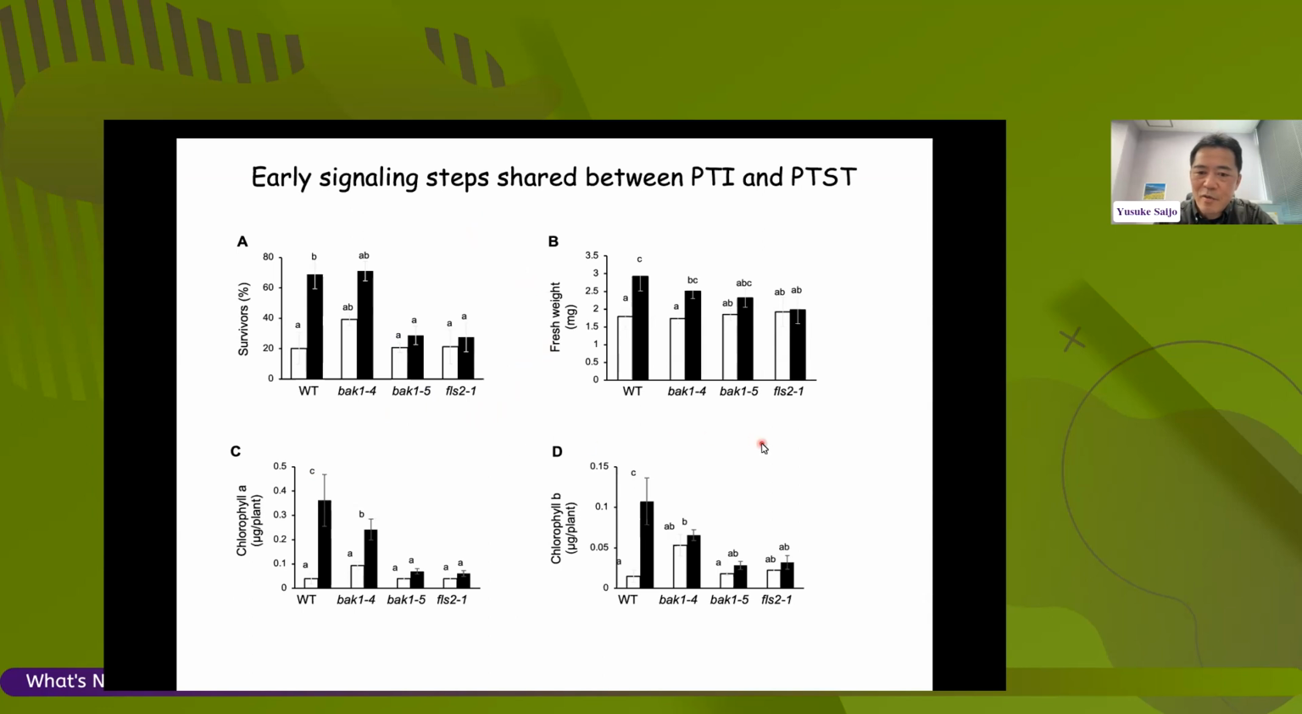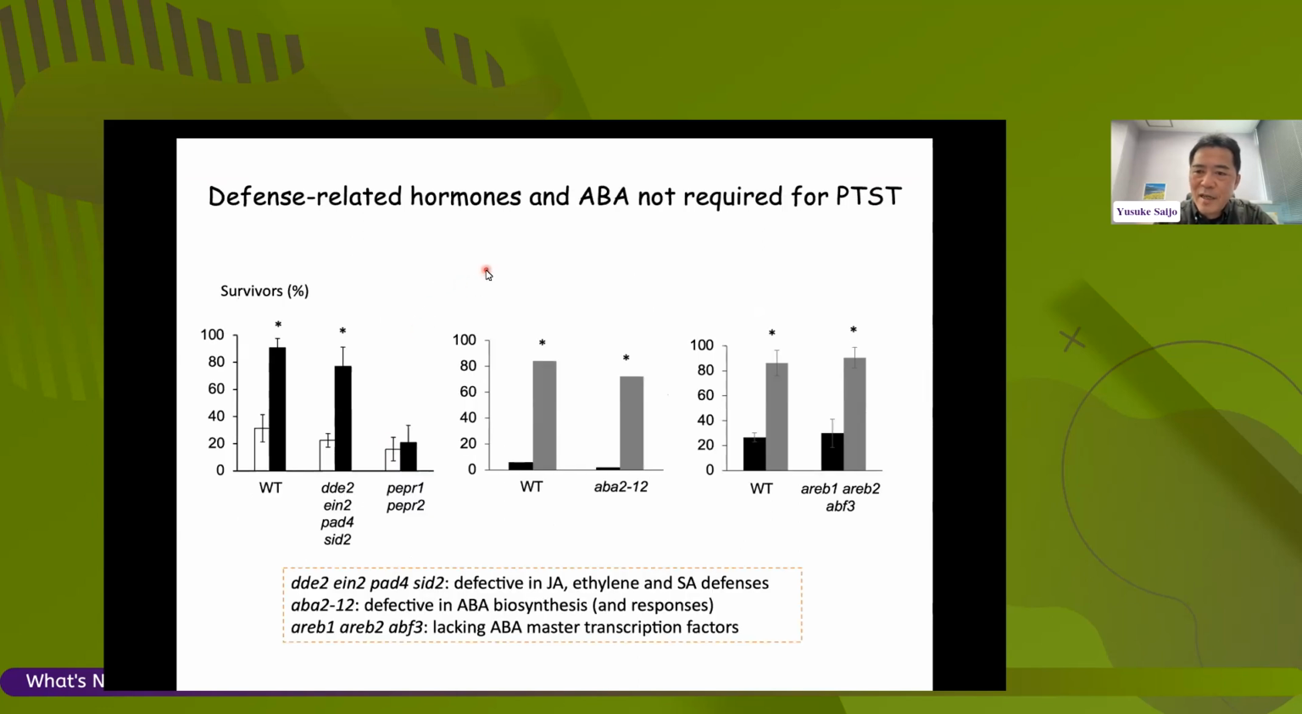So we tested a series of mutants in fructane-2 induced PTSD. Interestingly, I also noted that the BAC1-4 mutants are well known as fructane-2 insensitive, but in this case, unexpectedly, and honestly it's puzzling for us, the PTSD in response to fructane-2 is retained in the BAC1-4 mutant. I don't know why, but this also reflects the robustness of pattern receptor triggered salt tolerance. This robustness is further supported when we tested different hormone related mutants.